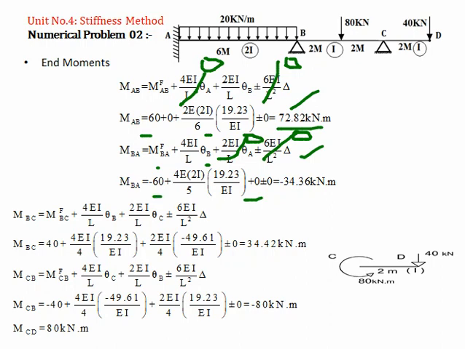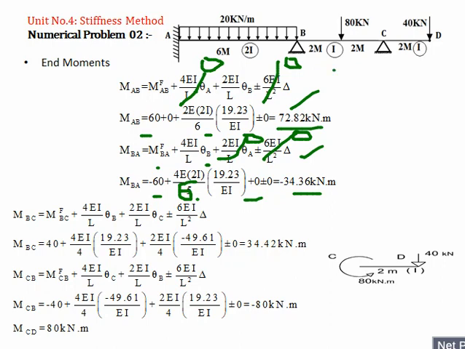So putting their value, minus 60 plus 4E into 2I divided by 5, the length is 6 not 5, divided by 6 into 19.23 divided by EI. So we have minus 34.36 kilonewton meter.